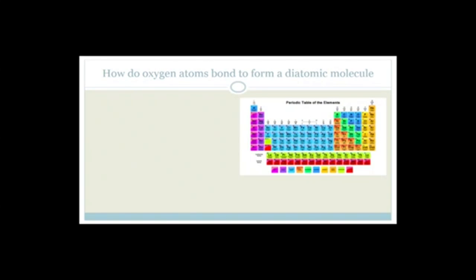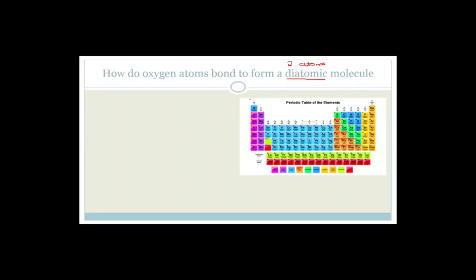It says, how do oxygen atoms bond to form a diatomic molecule? So we're saying oxygen forms a diatomic molecule. Just before we do anything else, what is a diatomic molecule? A diatomic molecule is an atom that bonds with itself. Di means 2, and atomic means atoms, so it's 2 atoms of the same type.